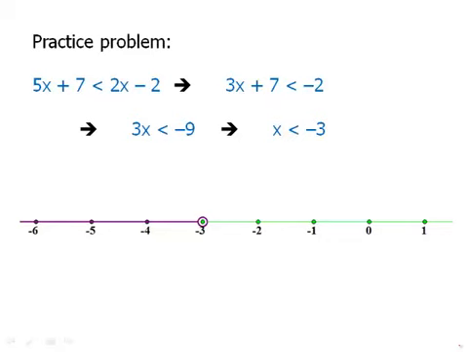Those are things that are less than -3. But of course, -3 itself is not less than -3. So -3 is not included. So the endpoint is not included in that region. And the purple is the allowable region.